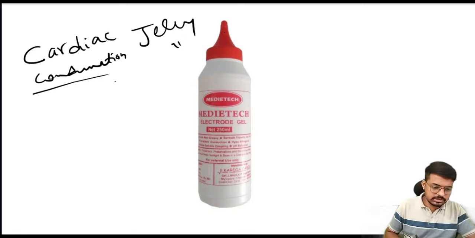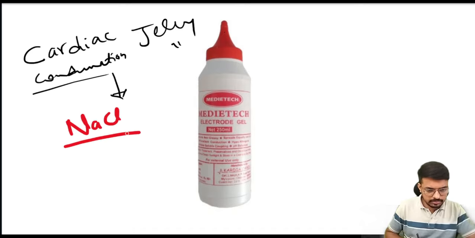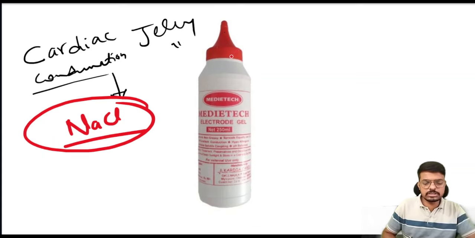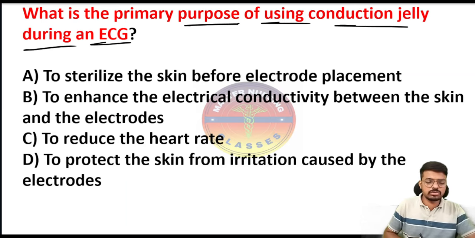The composition of the conduction jelly is sodium chloride. So this conduction jelly is made up of sodium chloride. These questions may strike in your exam. Important, right? So what is the purpose of this conduction jelly, or cardiac jelly, that we use during the ECG? Option A, to sterilize the skin before the electrode placement.